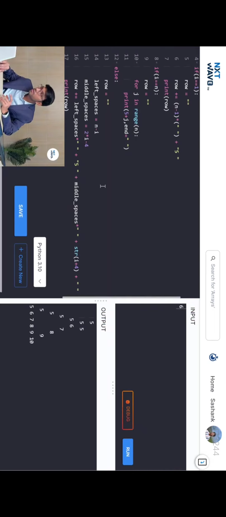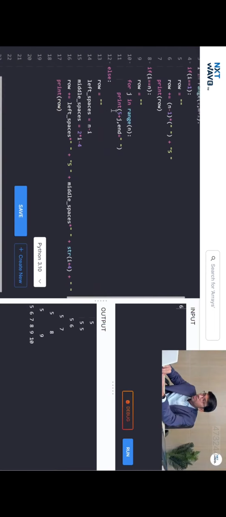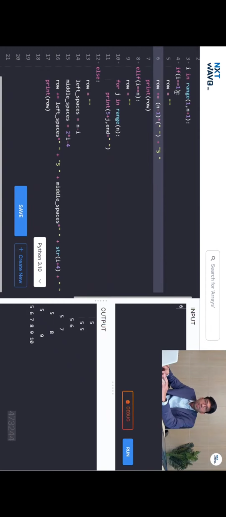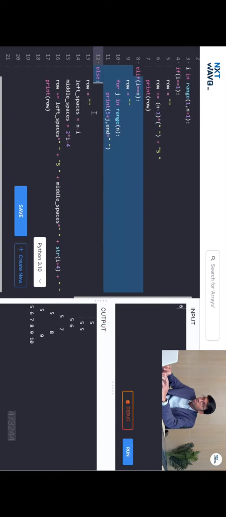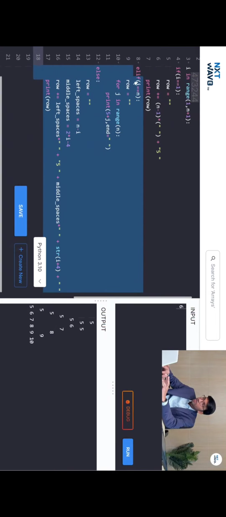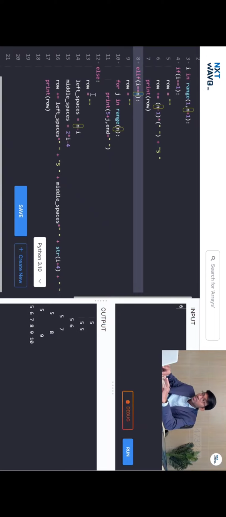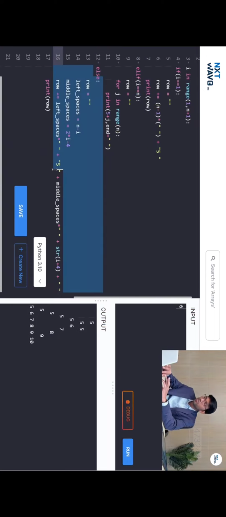Just a moment. Here we should write else if. So if I equal to 1, then this will only print. These two shouldn't be printed. And next we are checking if I is not 1, we'll check if I is n. If I is not n, in that case, we'll check for the middle rows. We'll write the code for middle rows.